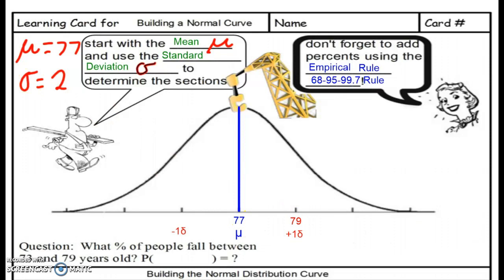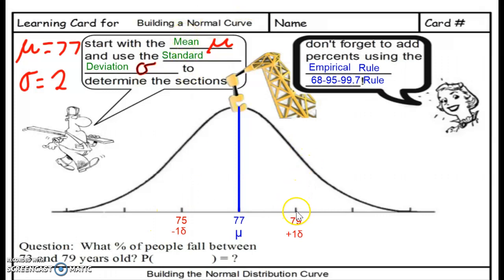Why from 77 to 79? Well, the standard deviation is 2, so one standard deviation above the mean would be 77 plus 2, which is 79. Now over on this side, if I subtract or take away one standard deviation, or one standard deviation below the mean, that would be 77 minus 2, which is 75. So at this point in time, I've gone one standard deviation above and one standard deviation below the mean. Well, what else can that tell me?